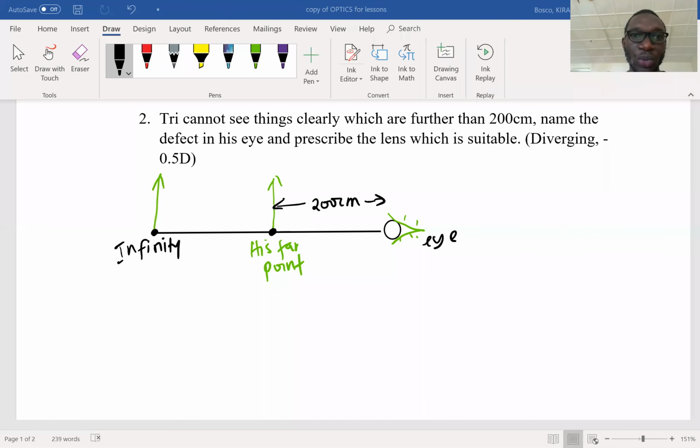Welcome to example 2 in optics about prescribing lenses. In the previous lesson, we did an example of how we can correct some eye defects. Let's see this question number 2.